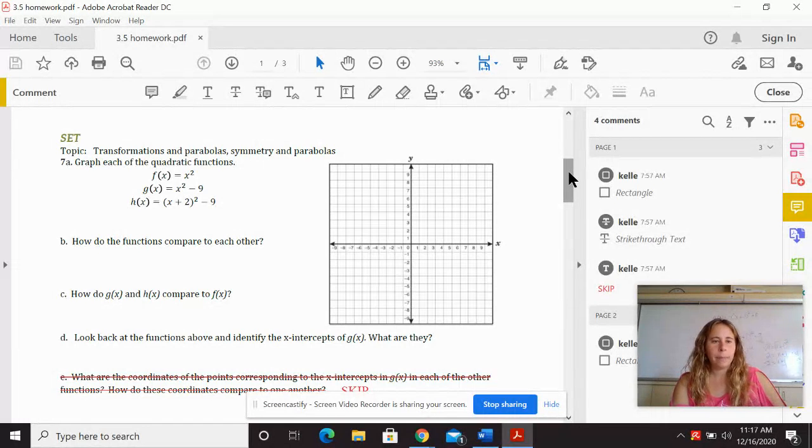So the first one, this is review of last chapter. Transformations in parabolas, symmetry, and parabolas. Anyways, so you're going to graph each of the quadratic functions. So f of x equals x squared, and then x squared minus 9, and then (x plus 2) squared minus 9. Okay, so you're going to graph them. How do the functions compare to each other?